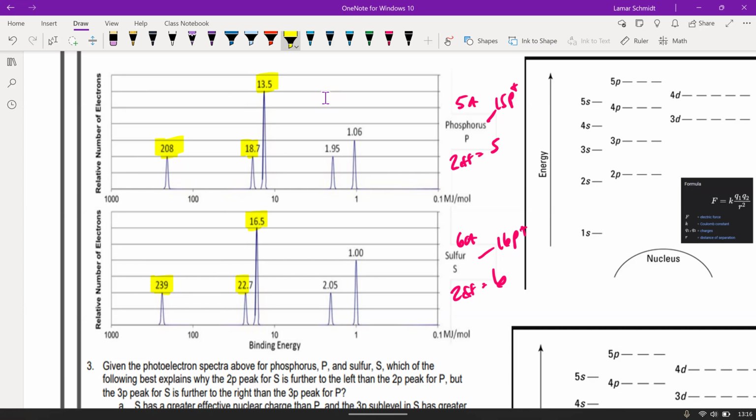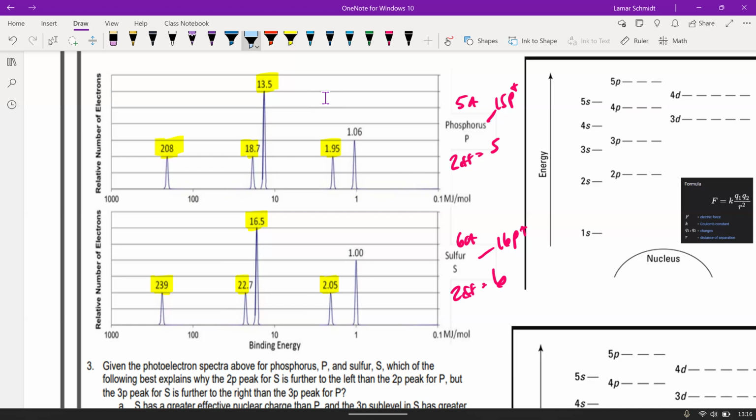Whew, this is getting exciting. Let's go to the next one. 3s, 1.95, 2.05. Mr. Schmidt, what is the problem? I don't see it. Except for when we get to this last peak, all of a sudden, the story changes. Do you see? This is a drama unfolded. Did you not feel it?